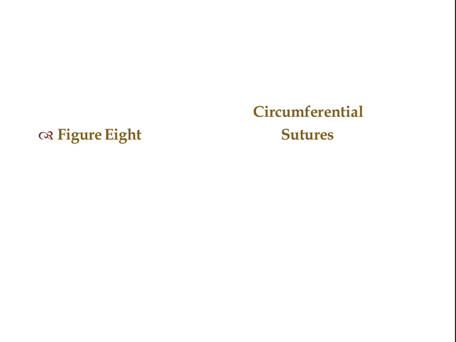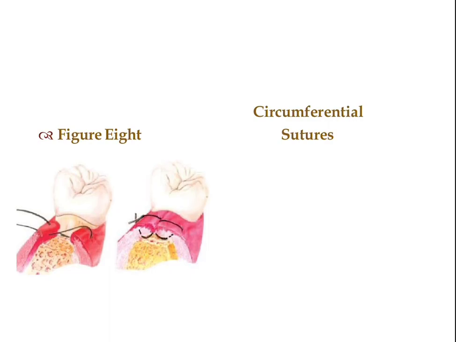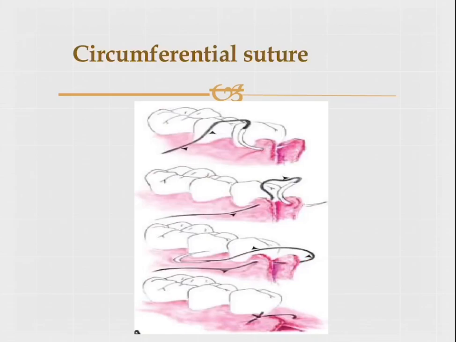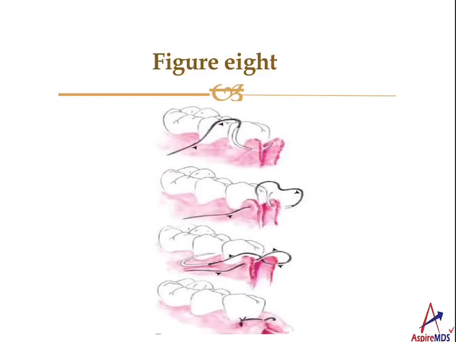So this is the figure of 8 suture. Here we can see how it forms an 8, whereas this is a circumferential suture which is going through the deep connective tissue. This is how the circumferential suture looks like. This is the figure of 8 suture seen from a cross-sectional view. It is called figure of 8 suture because it forms an 8 from the buccal to the lingual flap.